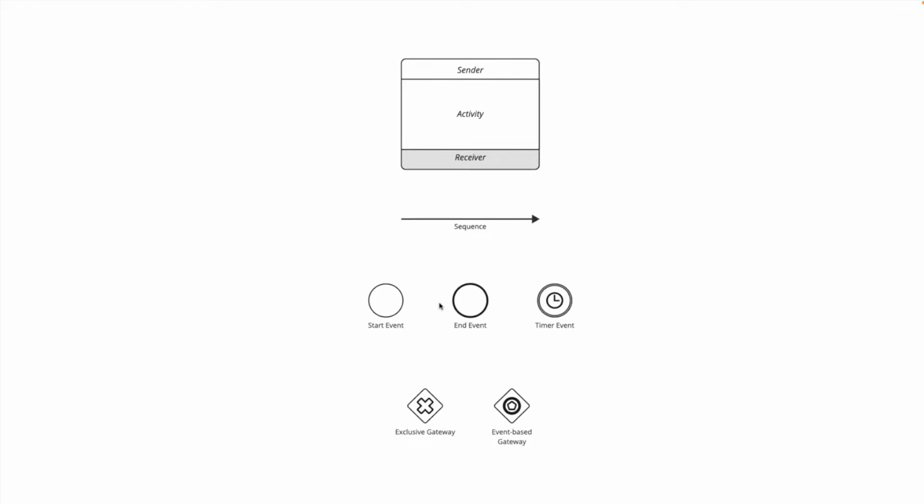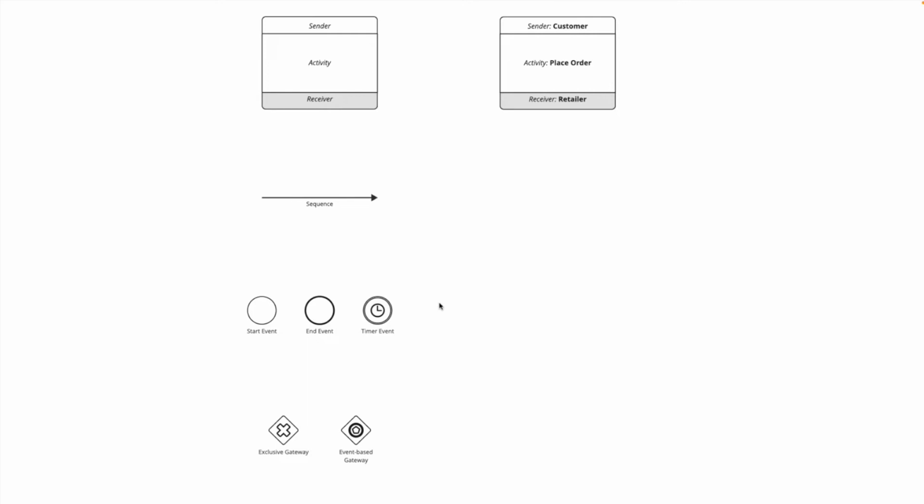First, we have an activity, and we have a sender, a receiver, and the activity, which is in the middle. Here, for example, the customer is sending the message, and on the other end, a retailer is receiving the message. Here, the customer is basically placing the order, just like we saw before. Then we have the sequence flow, which comes between the activities.